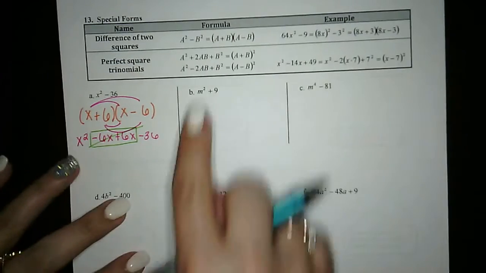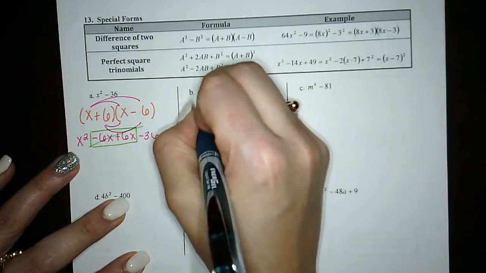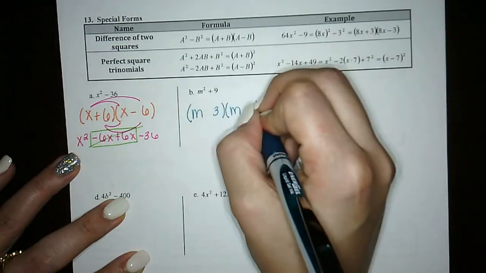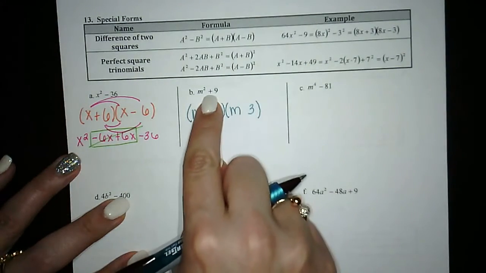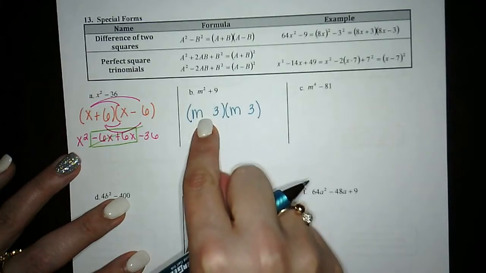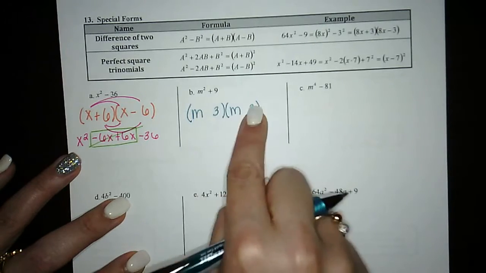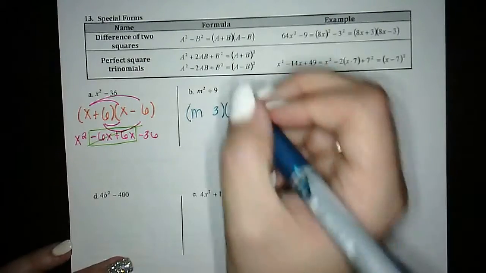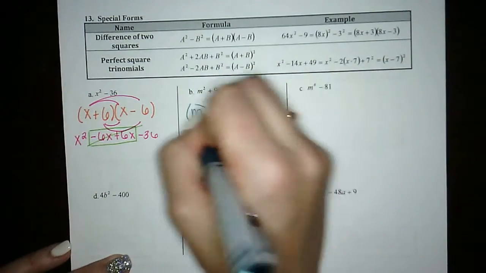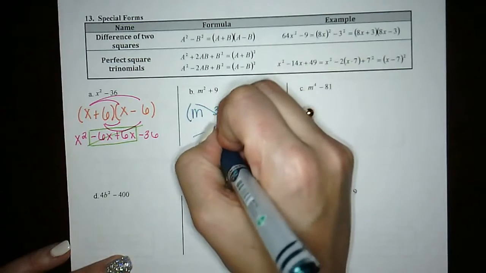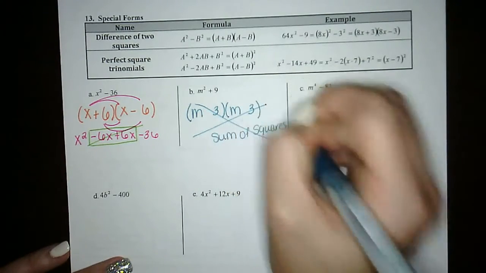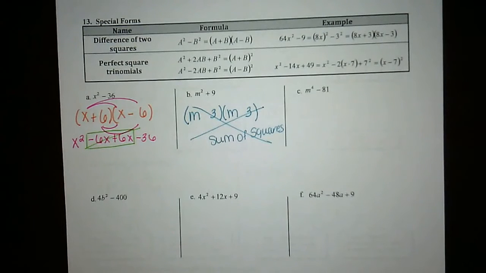We look at b. Square root of m squared is m. Square root of 9 is 3. But I don't have a difference of perfect squares. Positive 3 times positive 3 gives me 9, and then I'm going to have my middle thing. So this does not work. This is a sum of squares. So it's not going to factor out nicely.